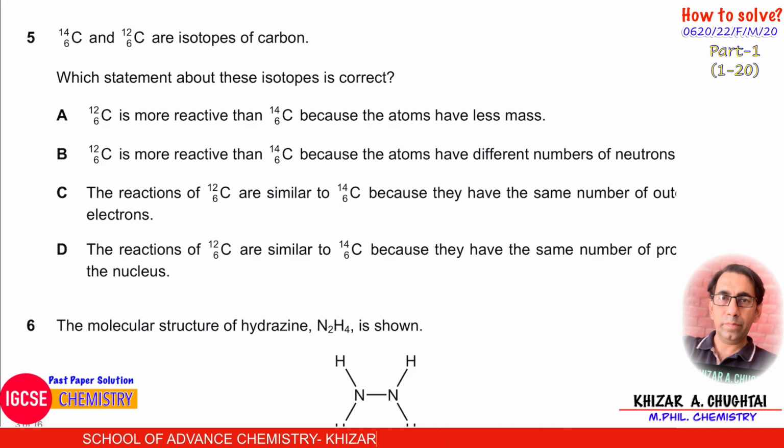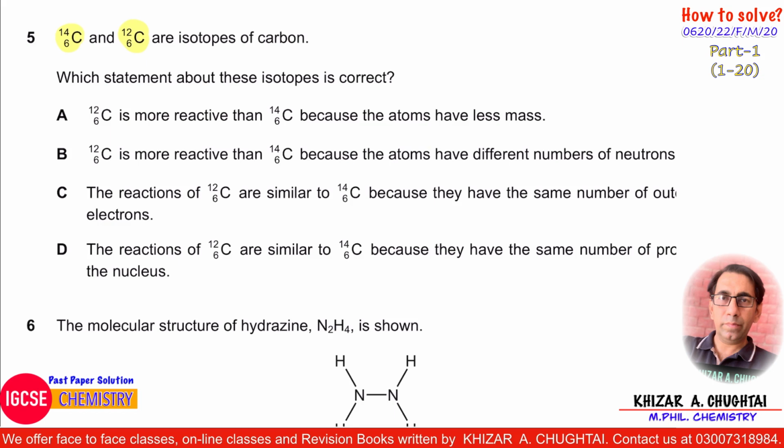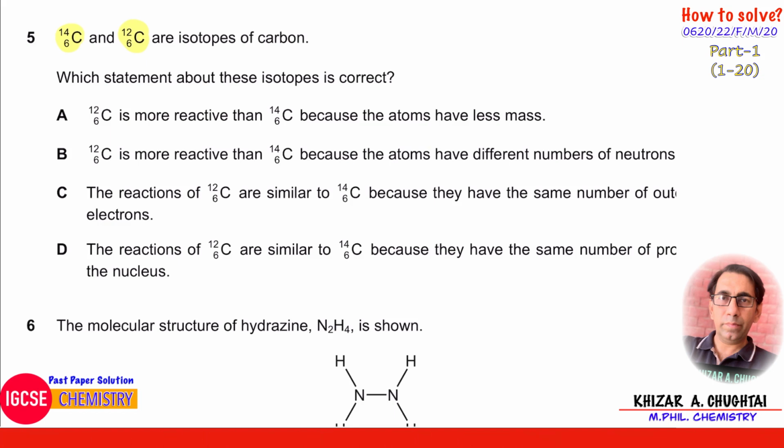Question number 5, isotopes of carbon. There are two isotopes, carbon-14 and carbon-12, of carbon. Which statement about these isotopes is correct? Option A, carbon-12 is more reactive than carbon-14. No, because reactivity does not depend upon the change in mass. It depends upon the number of electrons present in the valence shell. B, again, it's more reactive and has a different number of neutrons. No.